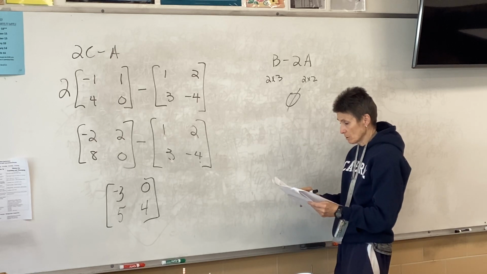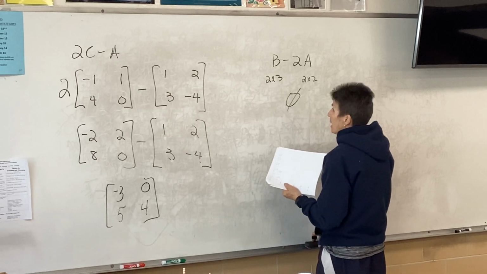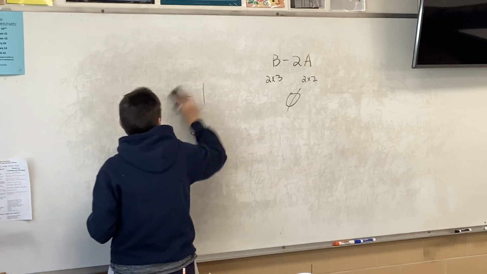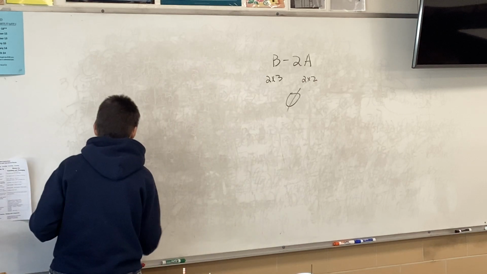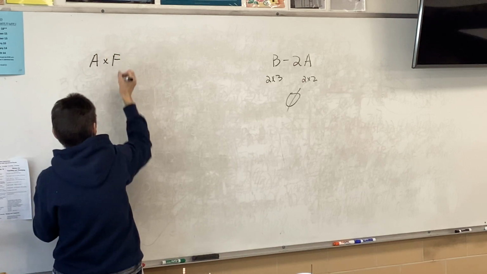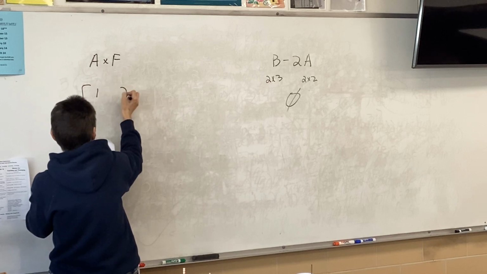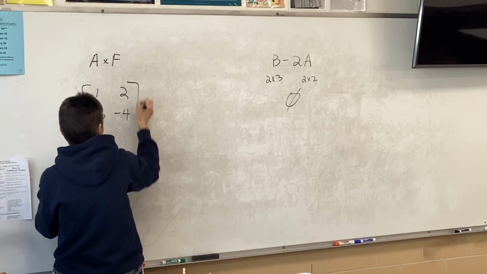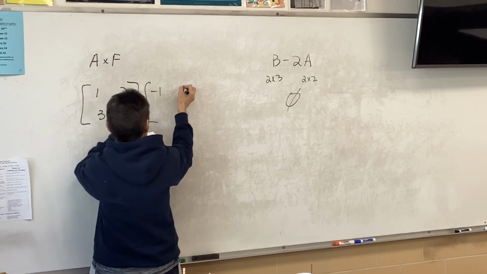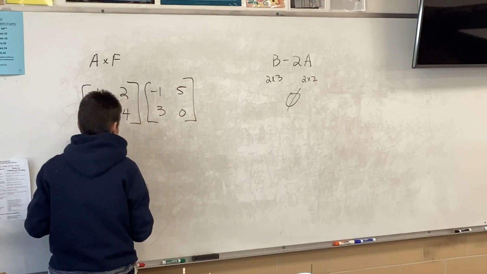Problem 2 says we're going to multiply A times F. So AF means multiply. All right, so matrix A is 1, 2, 3, negative 4. And matrix F is negative 1, 5, 3, 0. We are going to multiply these together.